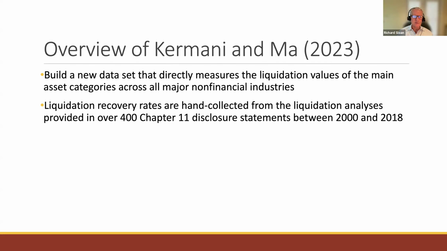And the way that they do this is by taking advantage of these liquidation analyses that are provided in Chapter 11 disclosure statements. So Chapter 11 is when you're bankrupt and you want to reorganize and continue as a going concern. And one of the reports you have to put in there as part of this process is, in fairness to the smaller creditors, you have to show that by continuing as a going concern, you're worth at least as much as if you liquidated. So they do this liquidation analysis to figure out how much they'd be worth if they liquidated and can compare that to the going concern value.